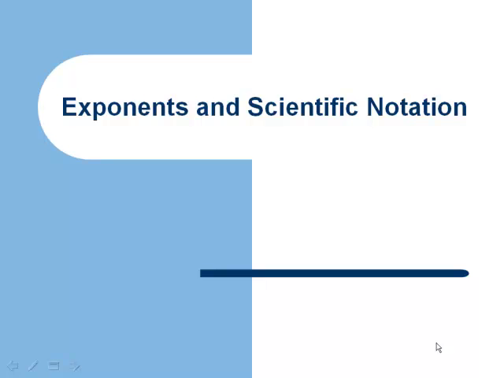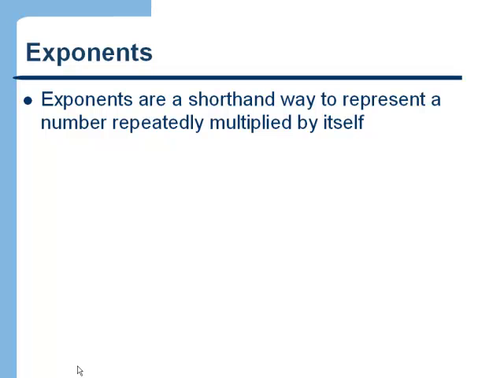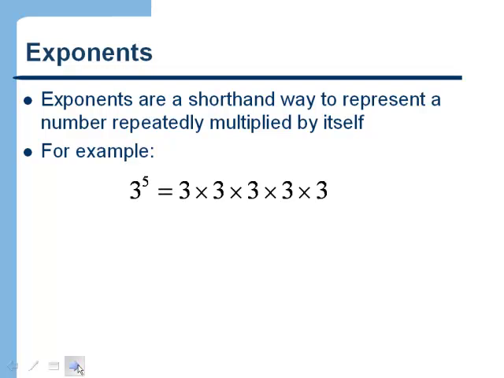Today we're going to be looking at exponents and scientific notation. So we'll start out by talking about exponents. Exponents are simply a shorthand way to represent a number repeatedly multiplied by itself. So let's take a look at an example of what I mean by that.